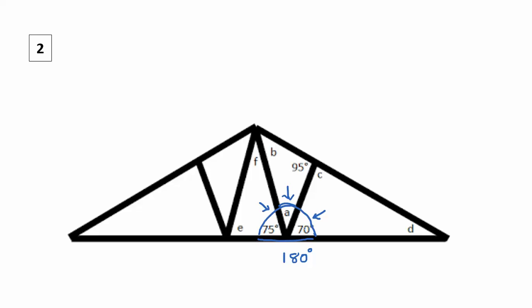I already have two of the three, so if I add them, that's 145 degrees. If I subtract them from each other, I'm going to end up with 35 degrees. So angle A over here is equal to 35 degrees. Right, let me just erase this mess that I made. Let's write down very small 35 degrees.